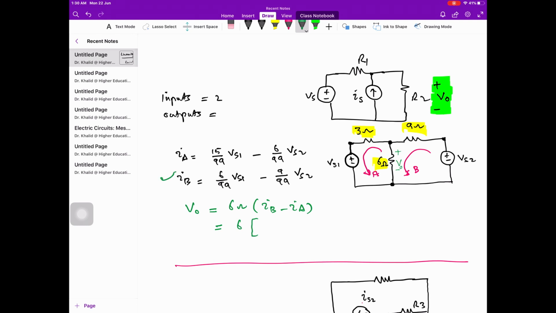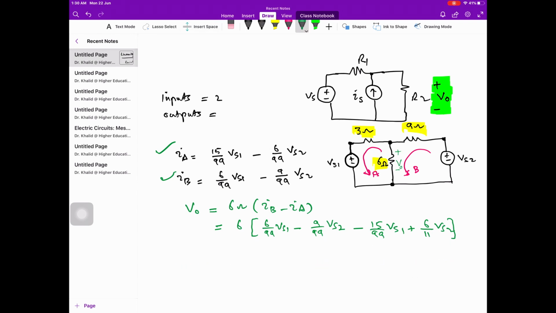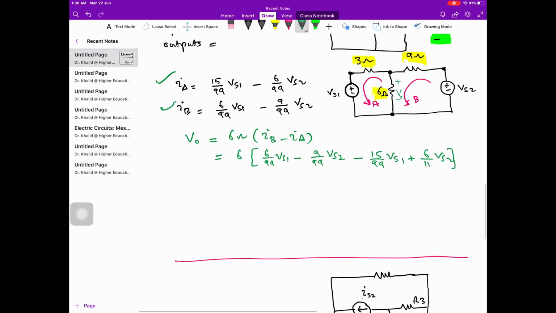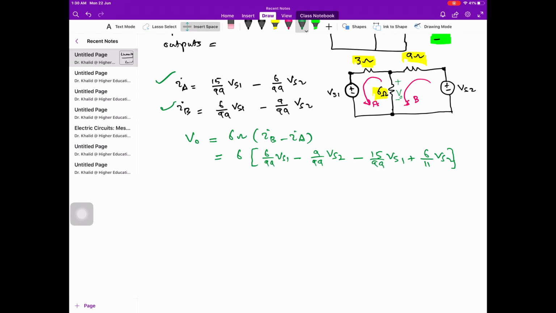This is IB, and it is 6 over 99 VS1 minus 9 over 99 VS2, and minus IA, which is 15 over 99 VS1. Due to the minus, this will be plus 6 over 11 VS2 over here. And now we can proceed further.